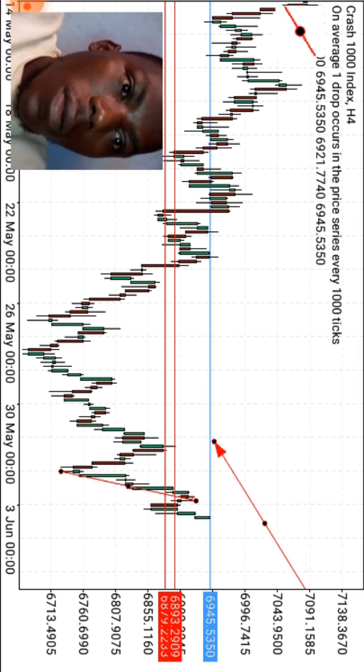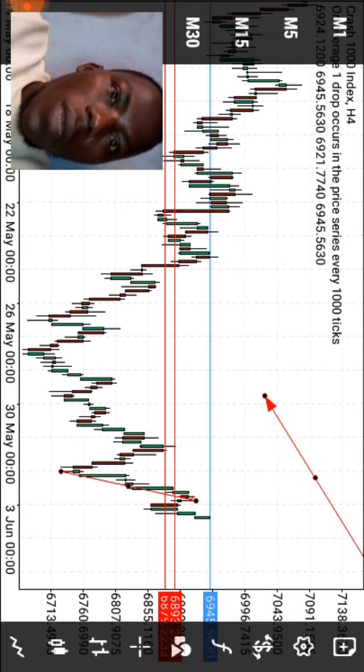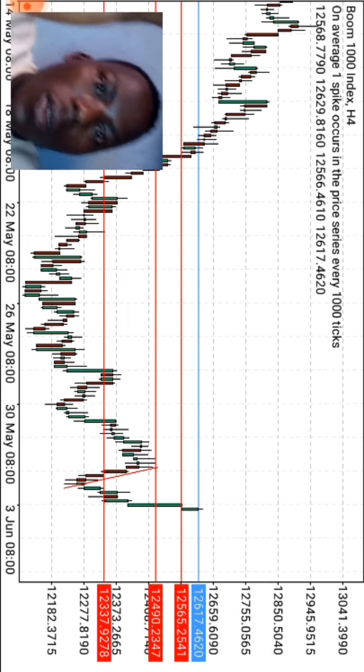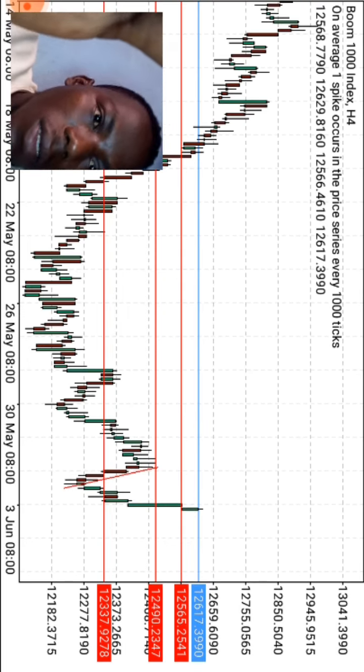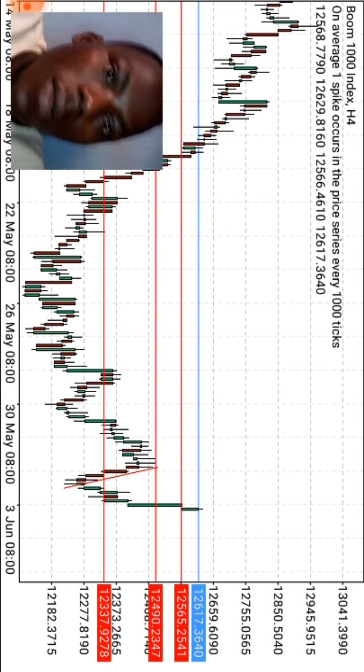Sorry, no, it's not this. Let me actually shift to Boom. It was Boom 1000. There's a trade I took that gave me almost $11. That was a bit late. Yeah, that's what I was meaning. You see, even my lines are still there.